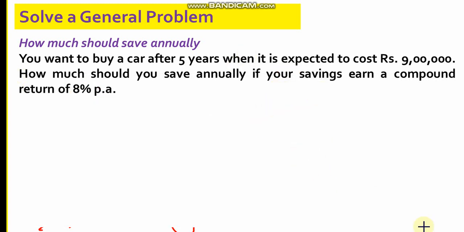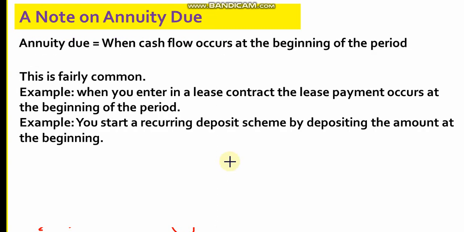So just one particular note before I end, and that is in case of annuity due, what will happen? So what is an annuity due? If the cash flow happens at the beginning instead of at the end of year 1, so the cash flow happens at this point, that is the case where we call it annuity due. Now this is fairly common. Suppose when you enter into a lease contract, the lease payment occurs at the beginning of the period. Suppose you start a recurring deposit. The idea is, I start the recurring deposit by depositing an amount today, so the amount occurs here.